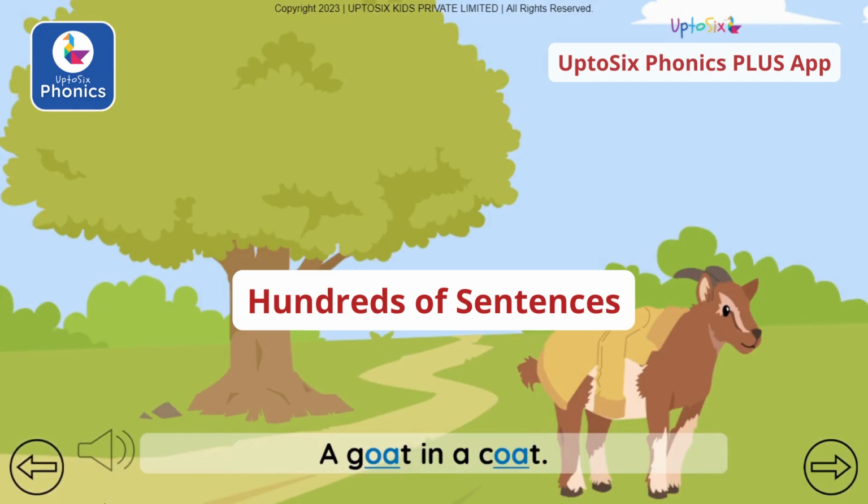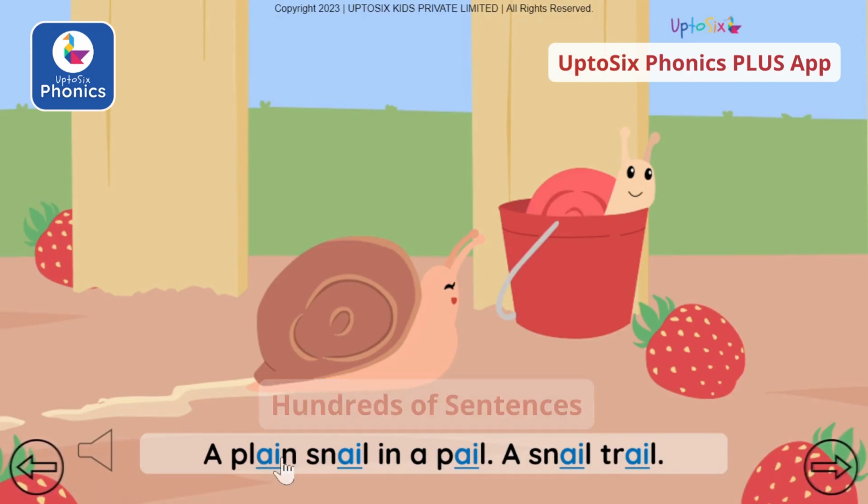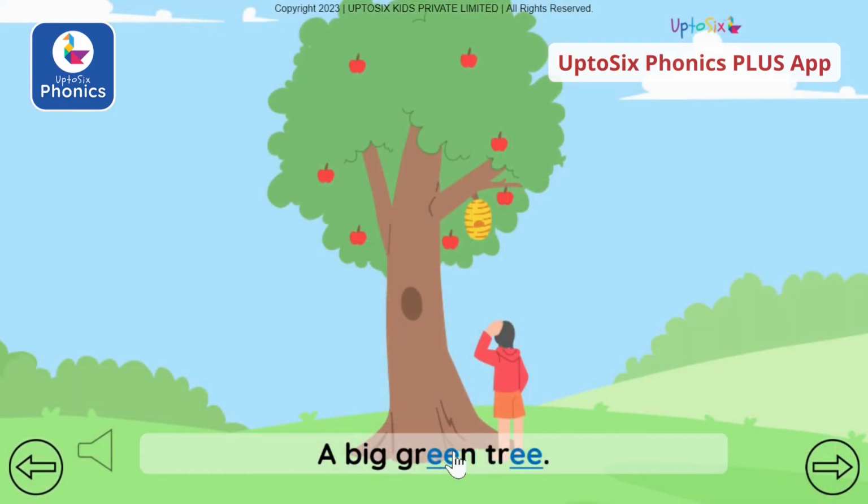A goat in a coat. A plain snail in a pail. A snail trail. Pooh. A. Plain. Sn. A. Snail. Grr. E.